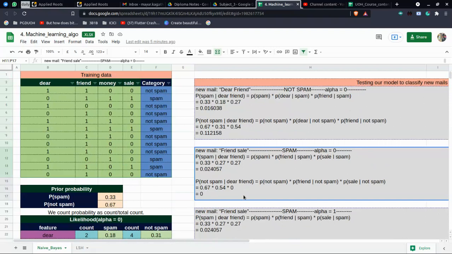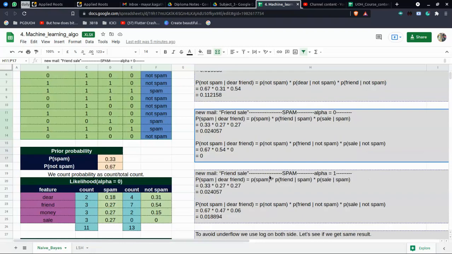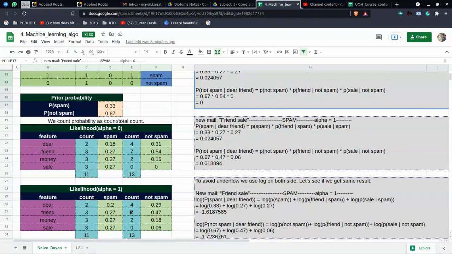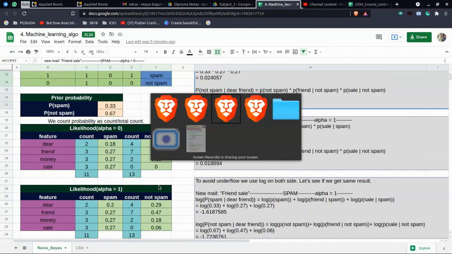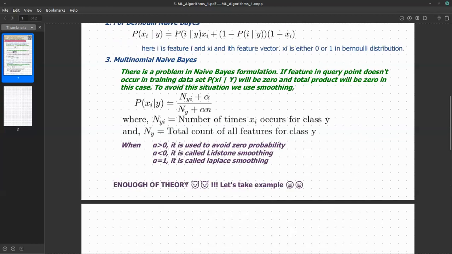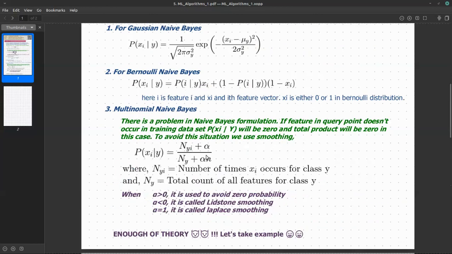But how do we overcome this problem, that if a word is not there, the probability is always 0, and in log it would be minus infinity? So how to overcome this problem? We use smoothing. Actually it is called smoothing, not just Laplace smoothing. In this smoothing, if you take alpha equal to 1, it is called Laplace smoothing.